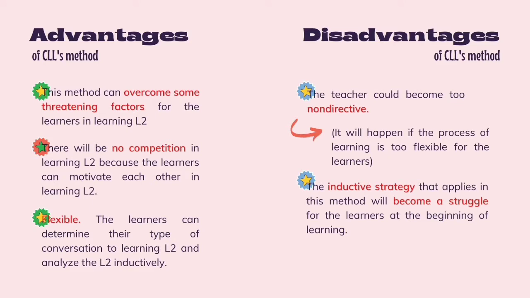Advantages of the community language learning method. The first advantage is that this method can overcome some threatening factors for the learners in learning a second language. One example of a threatening factor is that learners were afraid of making a mistake in uttering the second language. The second advantage is that there will be no competition in learning the second language because the learners can motivate each other. That's why this method will be less threatening for the learners.